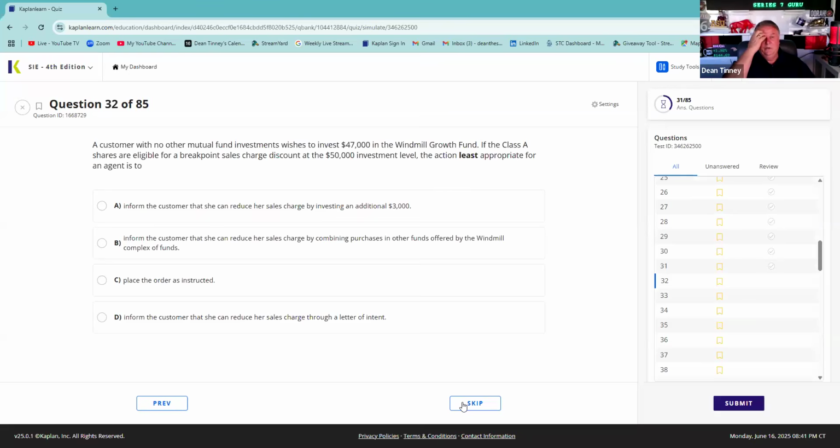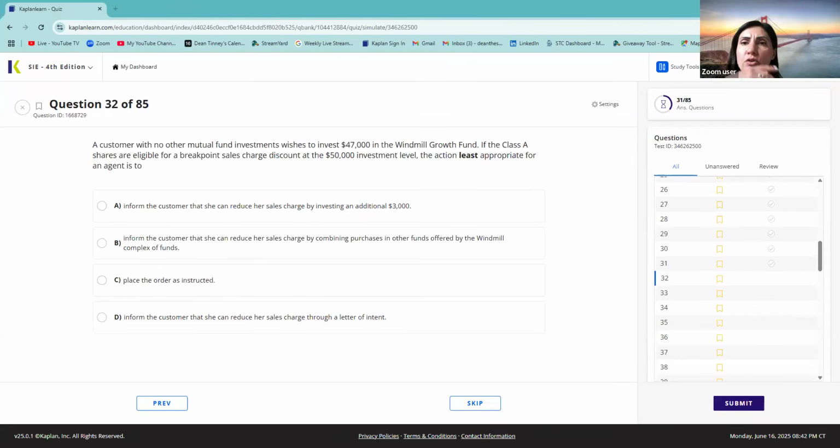A customer with no other mutual fund investment wishes to invest $47,000 in the Windmill Growth Fund. If the Class A shares are eligible for a breakpoint sales charge at 50, the action least appropriate for the agent is. They really test you heavily on what are called unethical business practices. So the advisor should disclose the breakpoint, right? It says a customer with no other fund wishes to invest 47,000, eligible for 50. The action least appropriate.